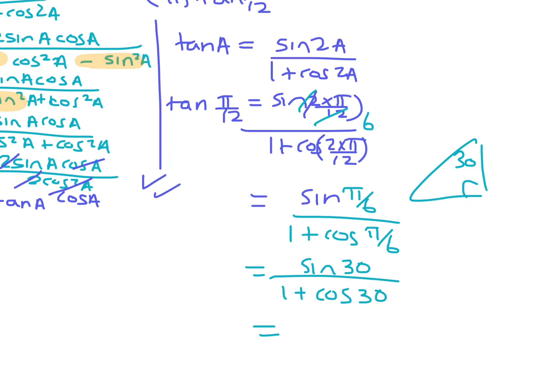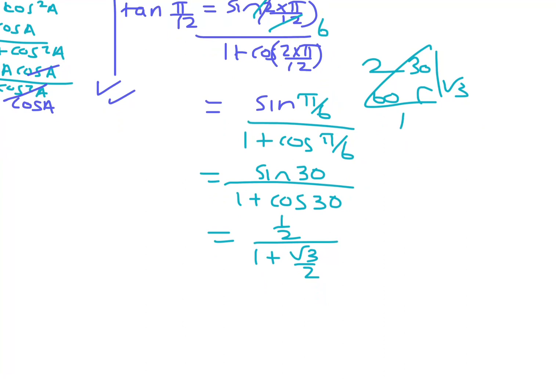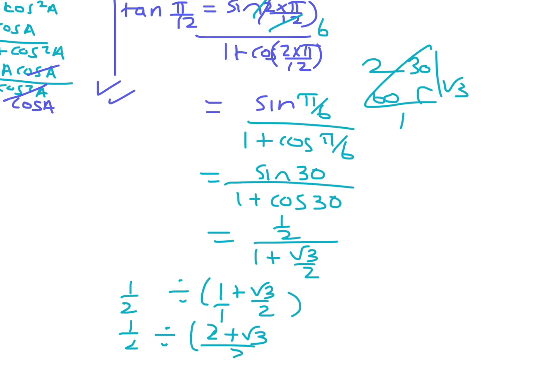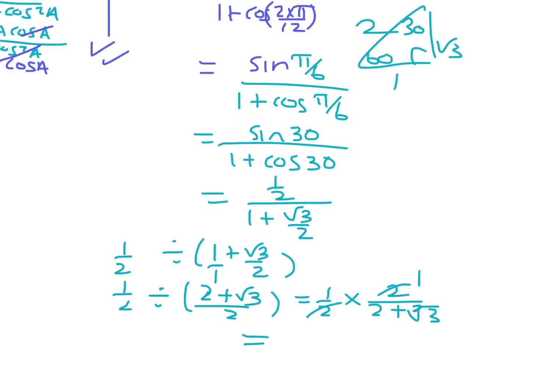So if we use our triangle, that's 30. That would be root 3 there, because that goes with a 30, 1 and 2, and 60. So sin 30 is equal to a half. 1 plus cos 30. Cos 30 is root 3 on 2. Okay, to simplify this, you could do a half divided by 1 plus root 3 on 2 and get a common denominator. So it's a half divided by 2 plus root 3 on 2, which is a half times 2 on 2 plus root 3. 2's cancel, so you end up with 1 on 2 plus root 3.